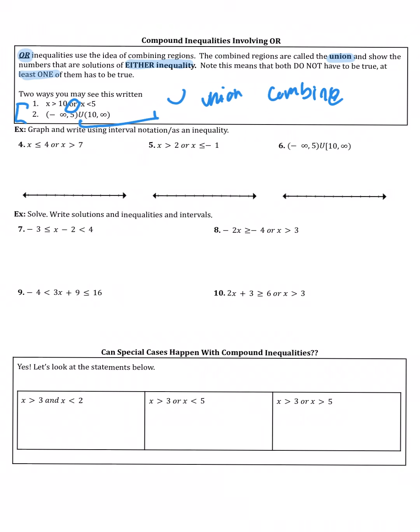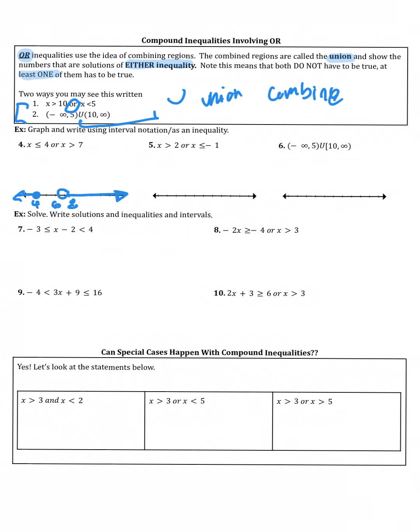So let's go ahead and look at some examples. Number 4 says x is less than or equal to 4 or x is greater than 7. Let's look at each of those as separate pieces and graph each one separately and then see what's happening on our graph. X is less than or equal to 4 means a closed circle at 4, pointing to the left, getting smaller. X is greater than 7 means an open circle at 7, pointing to the right, getting bigger.